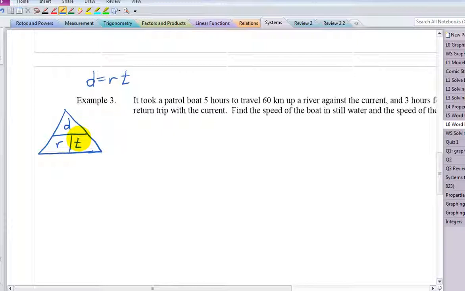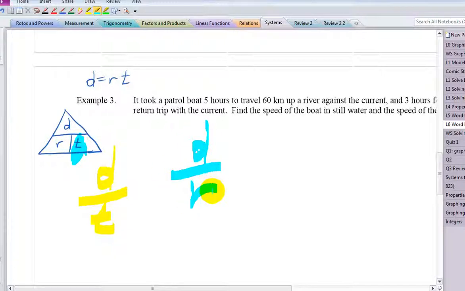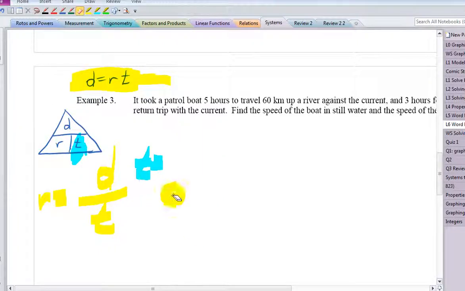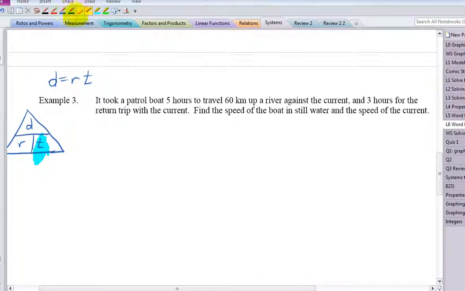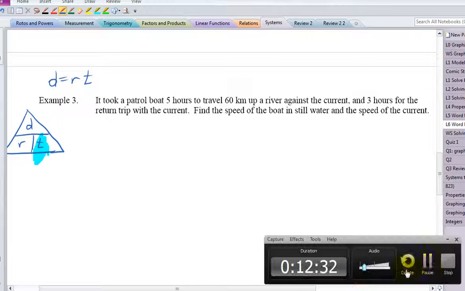Okay. So if you cover up rate, you're going to get d divided by t. If you cover up t, you're going to get distance divided by rate. Any questions? Which equation do you have to memorize? DIRT. That's one that they won't give you. So read the question, underline the important stuff. Then try and explain it to your partner what you just read. Go.